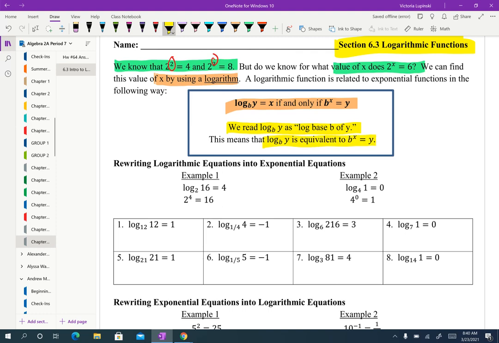Now, the if and only if part means that it could go both ways. You could start with the left side and turn it into an exponential, or you could start with the exponential side on the right and turn it into a log. And that's the very first thing that we're going to do below.